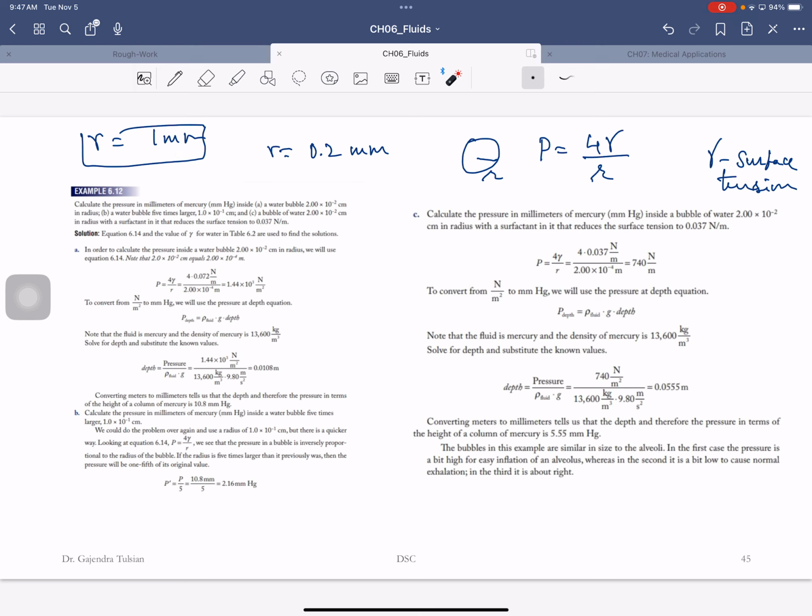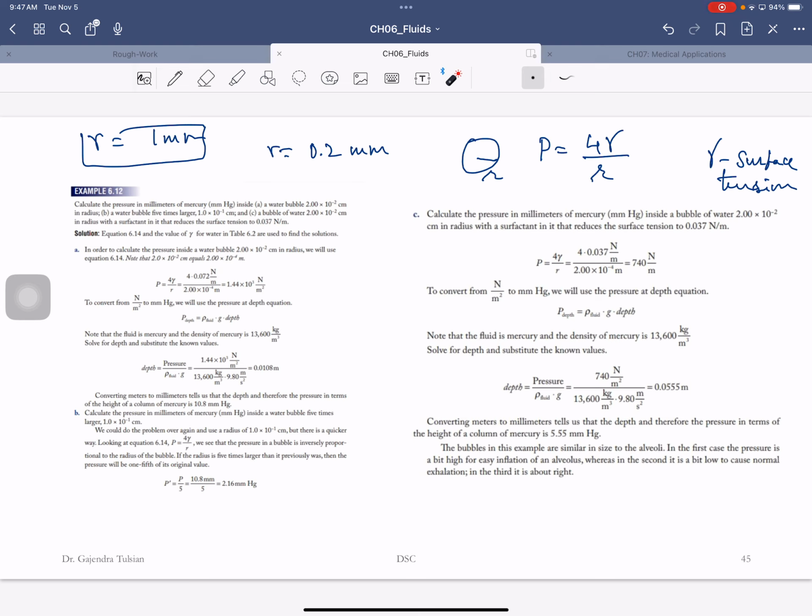And then the third example is a bubble of water, again with the same radius, 0.2 millimeters, with a surfactant that reduces the surface tension. A surfactant reduces this number. If you reduce that number, the pressure decreases. So we'll come to that.